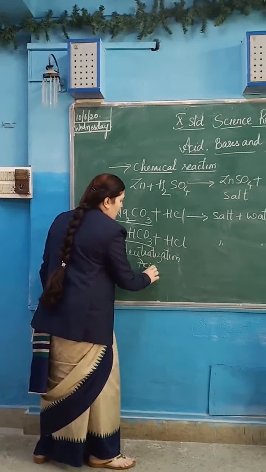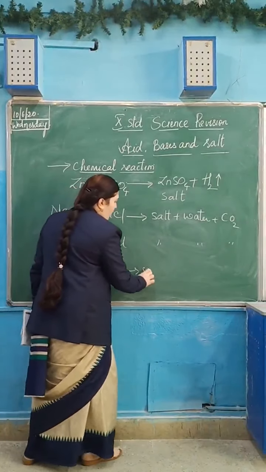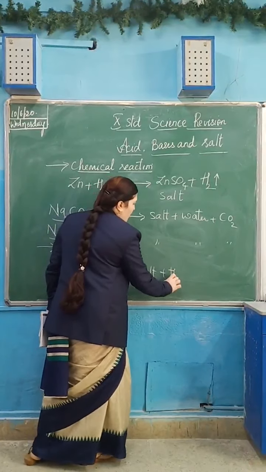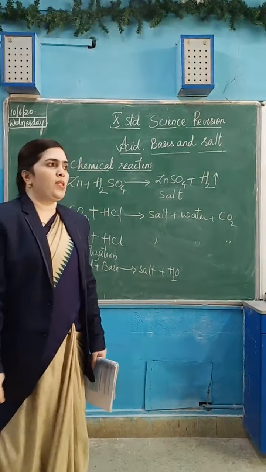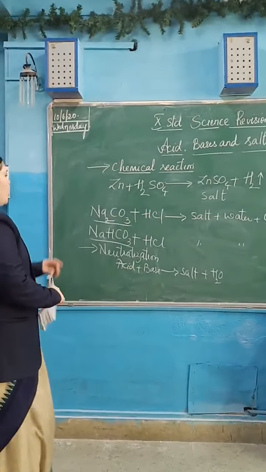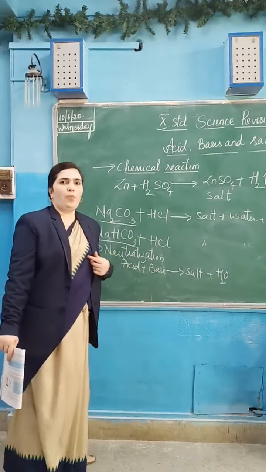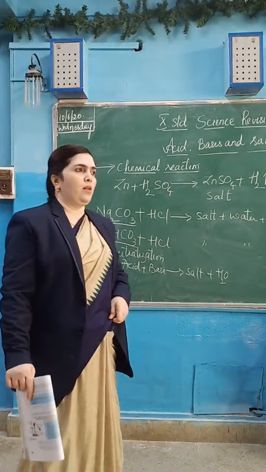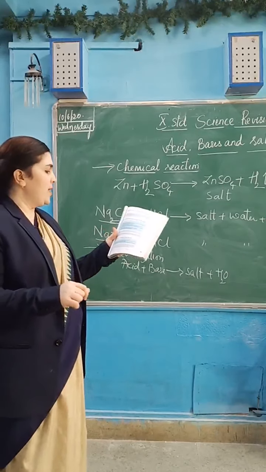Acid reacts with the base to form salt and water. So almost most of the chemical reactions seem to be the same, children. So you should be very particular when you are writing the different types of reactions. Acid reacts with the base to form salt and water. That is how acids and bases react with each other, a type of neutralization reaction.